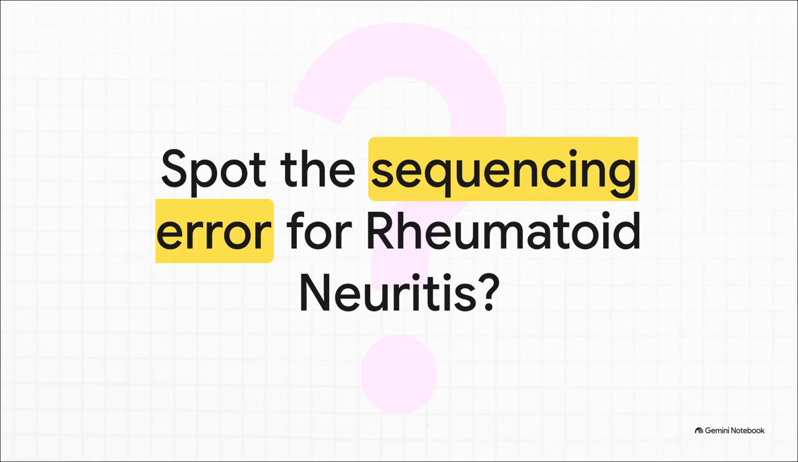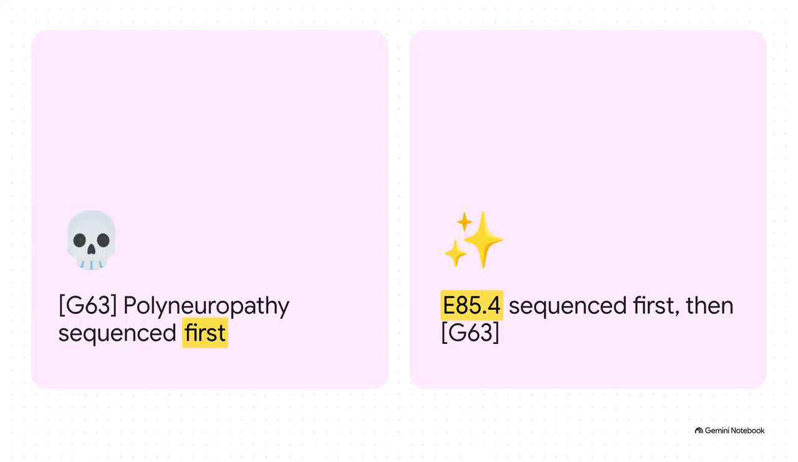When you look at the multiple choice options, I want you to focus heavily on slot number 1, the primary diagnosis, because one of those options is going to instantly reveal itself as a trap based entirely on its formatting. The fatal error is selecting any option where a bracketed manifestation code, like G63 for polyneuropathy, is sequenced first. G63 is a manifestation. You literally can't put it in slot 1. The correct answer has to sequence the underlying etiology first, which is E85.4 for the localized amyloidosis, followed by the manifestation code G63. If you ever see a manifestation code taking the primary diagnosis spot, cross that answer out immediately. It is an automatic failure.